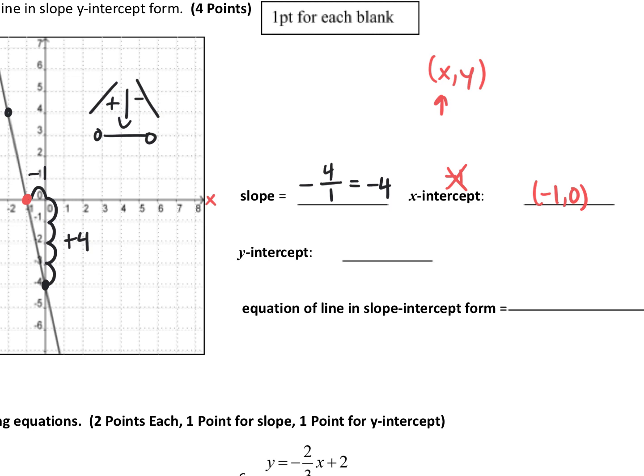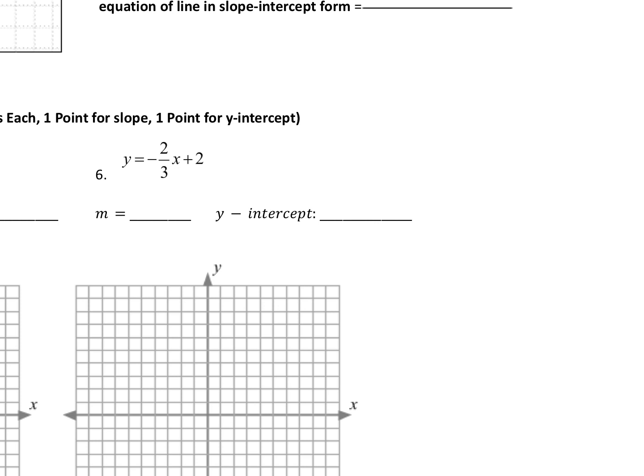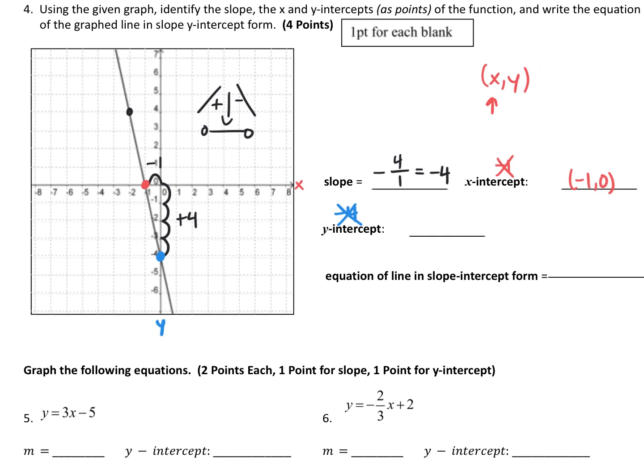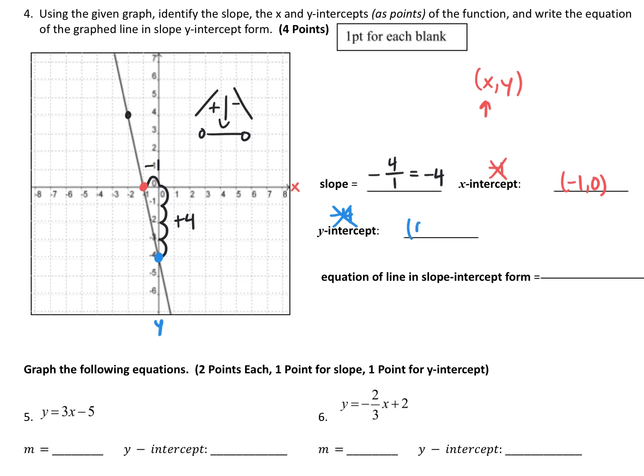Similarly for my y-intercept, I'm going to look at the y-axis here. My vertical line, it's crossing at negative 4. I don't want you to write negative 4 as your answer. I want you to write it as a coordinate. So we should have our x value be 0 and our y value be negative 4.